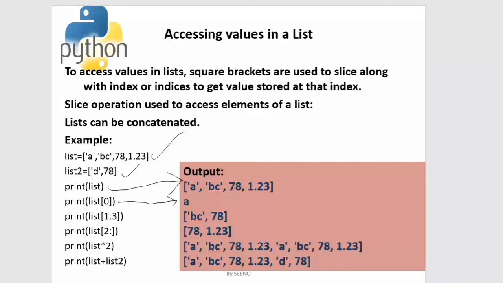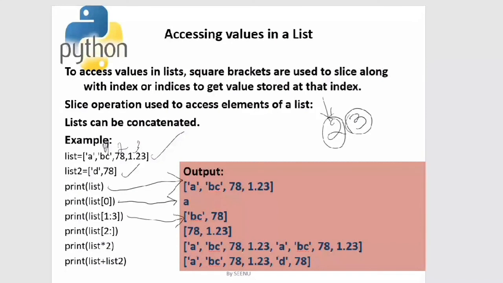And I said 1 to 3. Okay, so from 1 to 3 is like from B, C. This is 2 and this is 3, right? So whenever I give an integer at the end, if I give 3, it means 3 minus 1. So it will print till before this particular integer that I mentioned here. When I say 3, it will print till 3 minus 1, which is index 2. So B, C and 78 is printed.